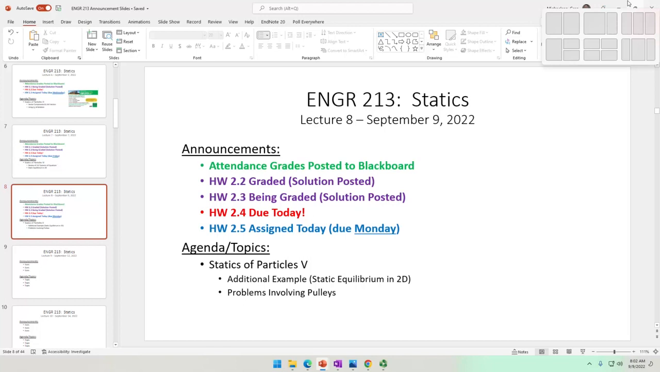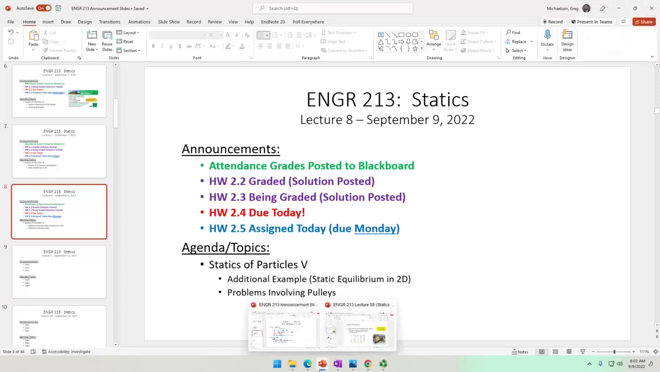So TAs have graded homework 2.2. They're working on 2.3, but I have the solution posted for these. Homework 2.4 is due today, and so I'll assign homework 2.5, and it'll be due on Monday. So with that, let's go ahead and get started.